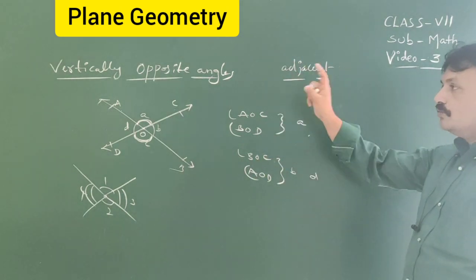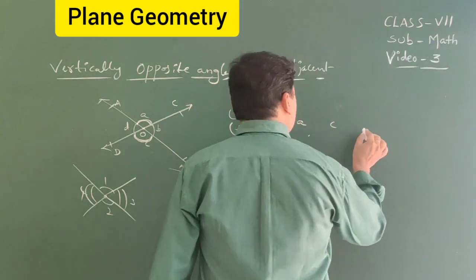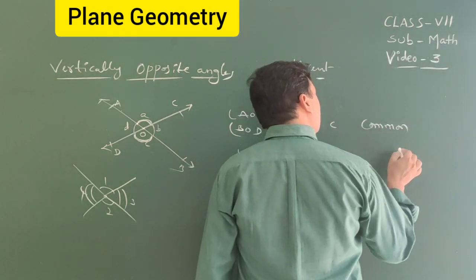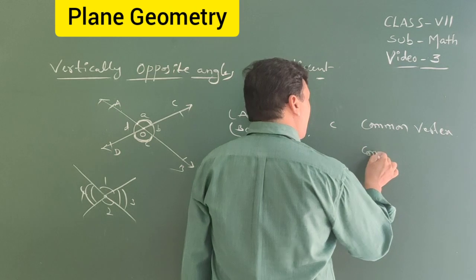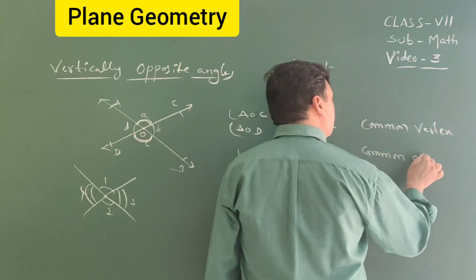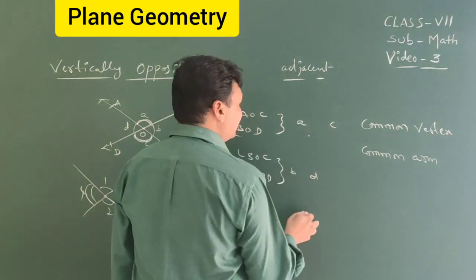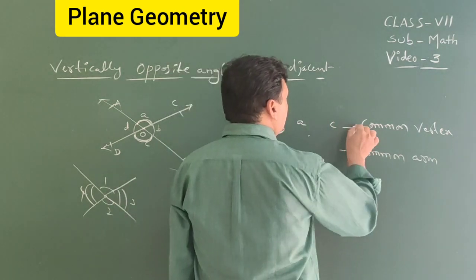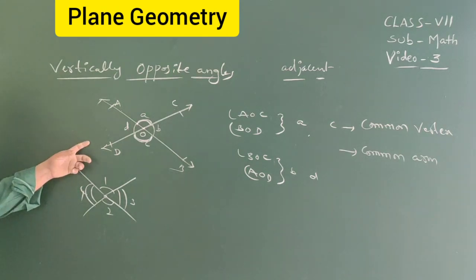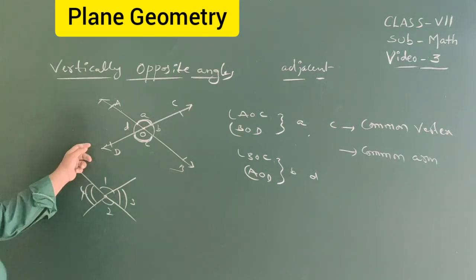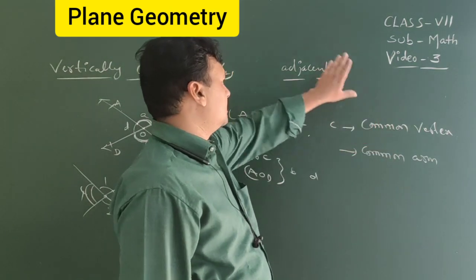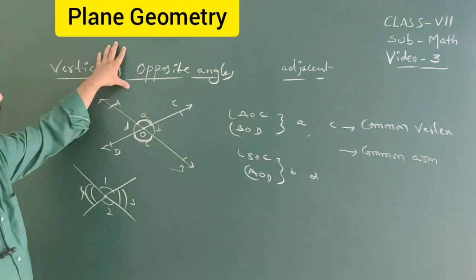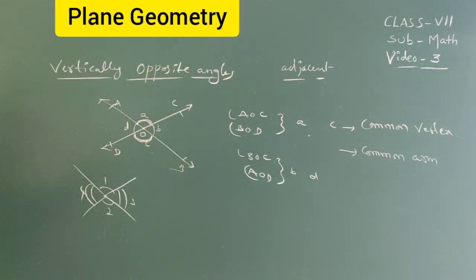In addition to these 2 points, here I will write: common vertex for both, common arm for adjacent. Here it doesn't require a common arm. Those 2 things are required: common vertex and common arm. Consider these 2 things. Common vertex for adjacent and for vertically opposite angles. Common arm for only adjacent angles. For vertically opposite angles, they don't require any common arm.